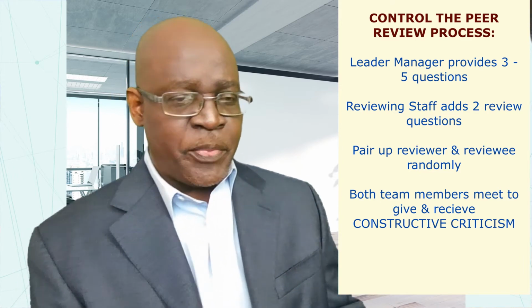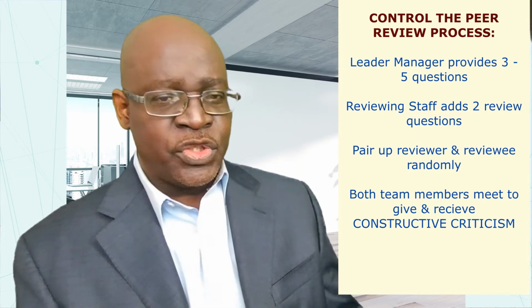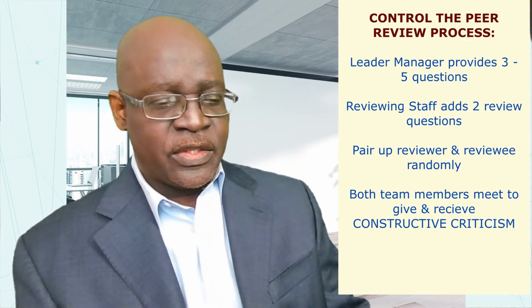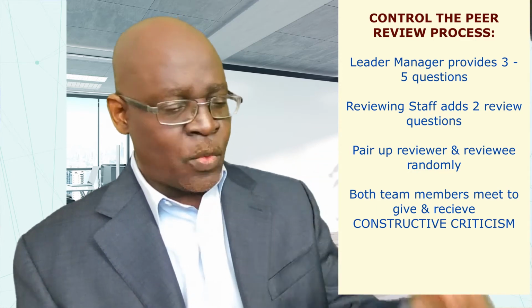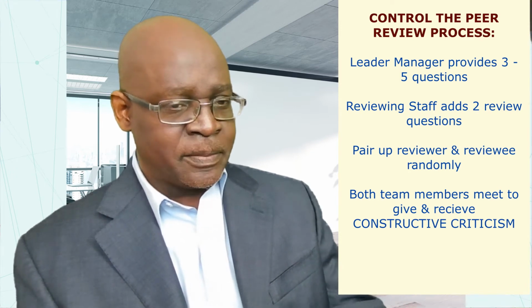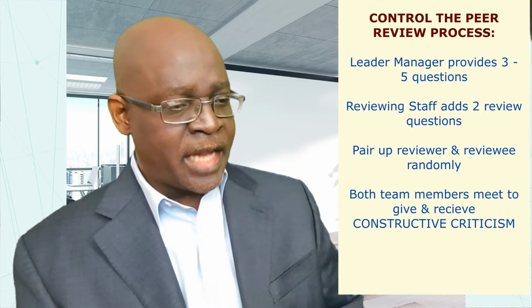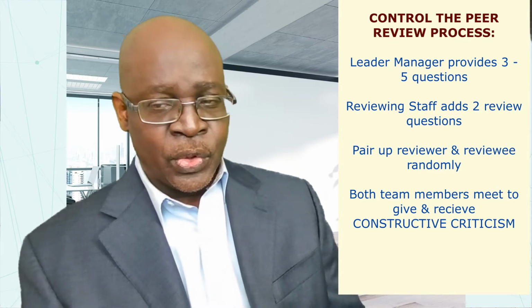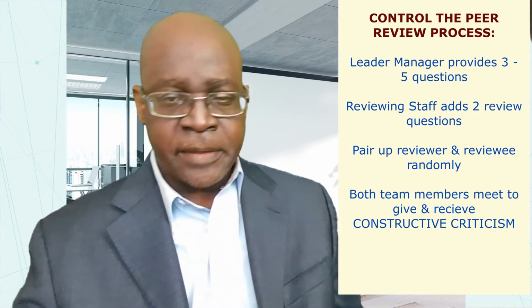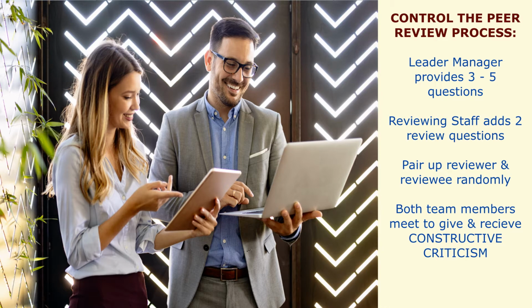Now, the way you pair people up is you basically do like a lottery drawing. You have names in a hat, and you have a staff person pull a name, and whatever name he or she pulls, then he's going to do the review on that name. So if I pull John's name, then I do John's review. If John pulls Jane's name, then John does the review on Jane. Okay? After they complete the review, they meet together, John and Jane meet together, and review the review, all right?